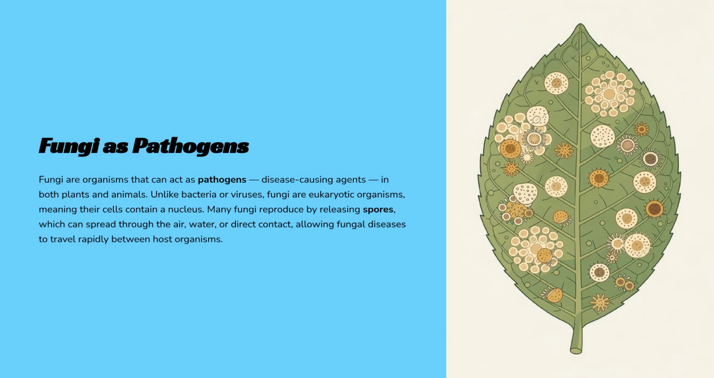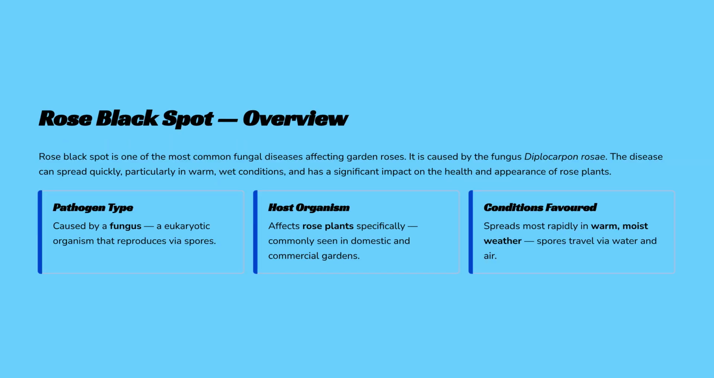Fungi can be pathogens in plants and animals. Unlike bacteria, fungi are eukaryotic, meaning they have a nucleus. They often reproduce using spores, which spread easily, allowing diseases to travel rapidly. Rose black spot is a common fungal disease caused by Diplocarpon rosae. It thrives in warm, wet weather and spreads through spores in the air and water, infecting garden roses.